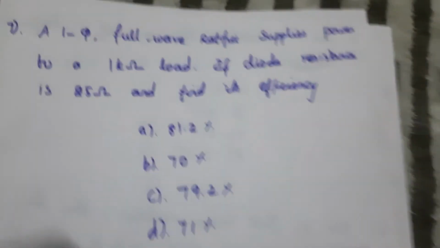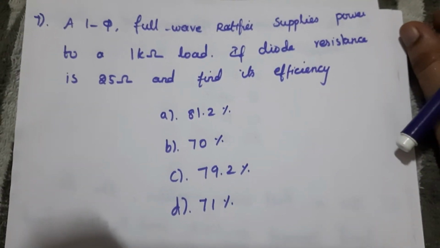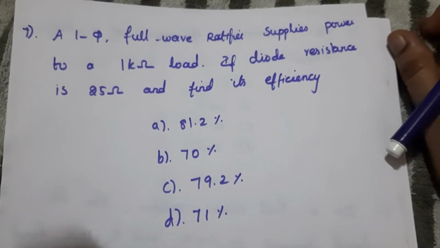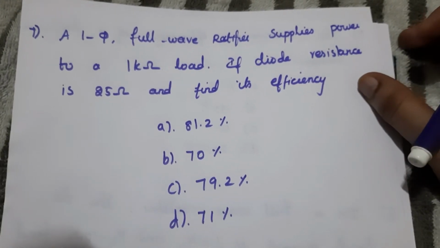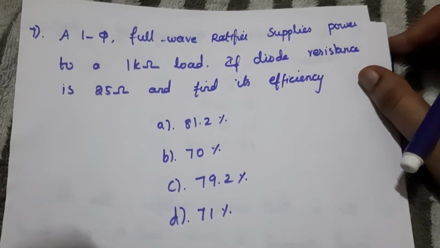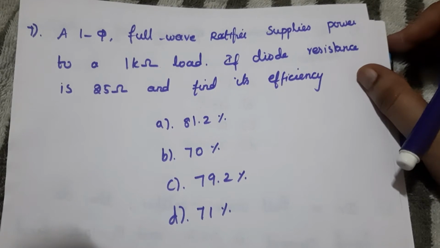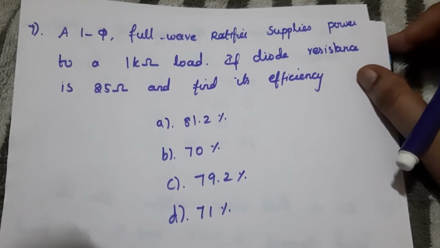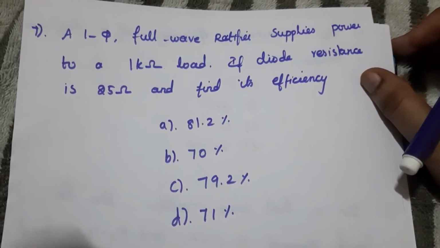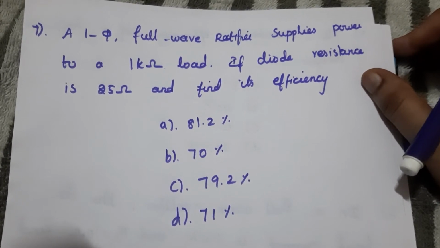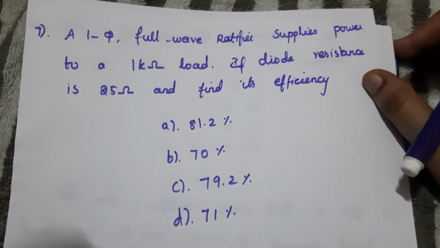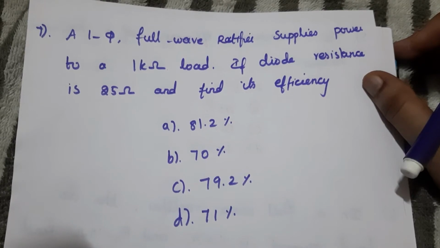And seventh question: a single phase full wave rectifier supplies power to a 1 kilo ohm load. If the diode resistance is 25 ohm, find its efficiency using the resistor values.